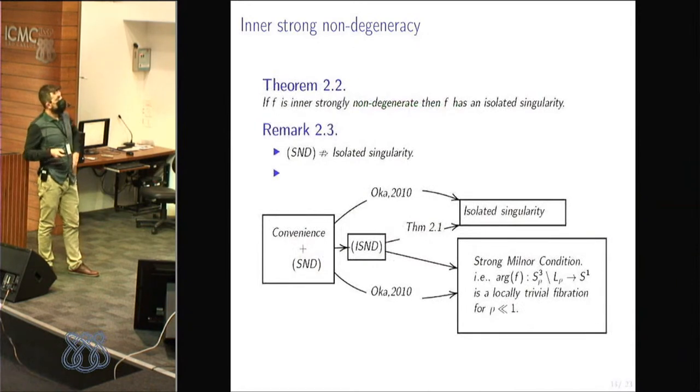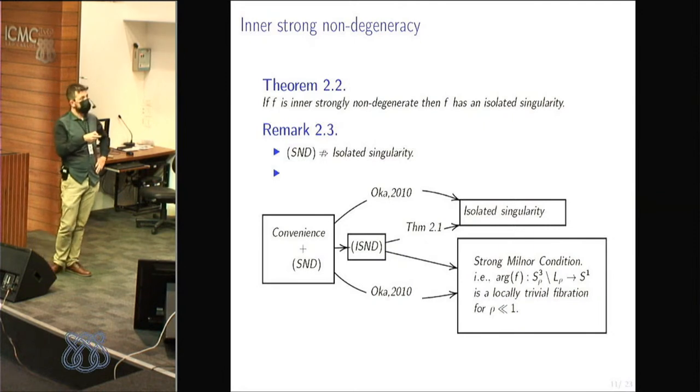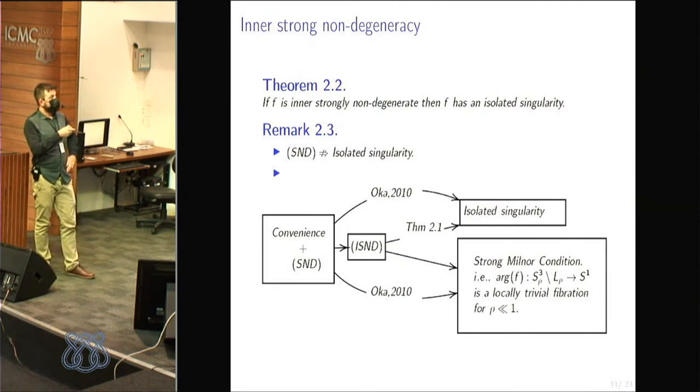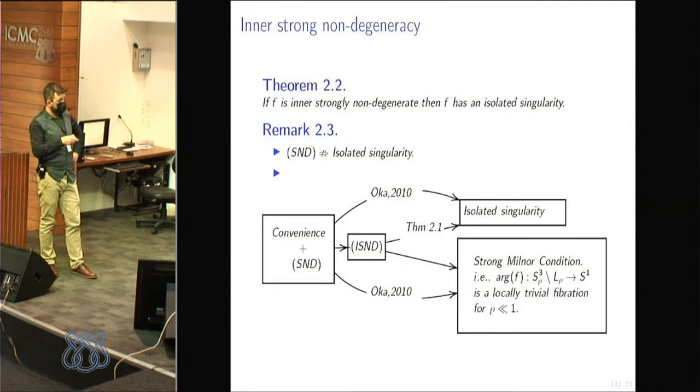And we have the sufficient condition: if F is inner strong non-degenerate, then F has an isolated singularity. One important remark is that strong non-degeneracy alone does not imply isolated singularity. That is the reason for the definition of inner strong non-degeneracy, because we want a condition that guarantees isolated singularity, right? We can see in this diagram that by Oka's work, if you add the convenience condition plus strong non-degeneracy, he proved that we have isolated singularity, right?